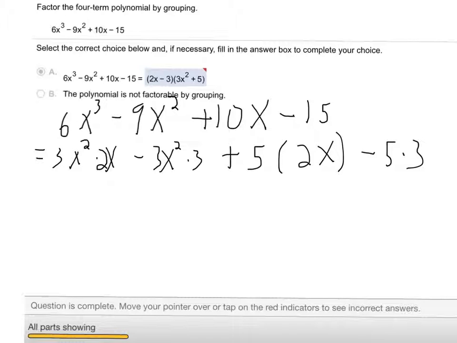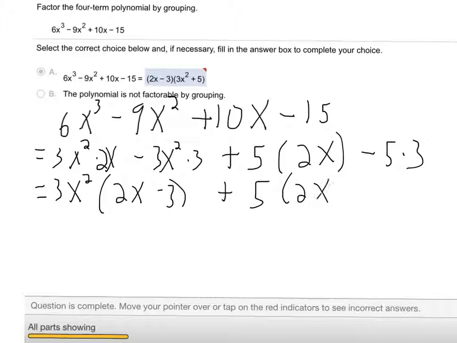Try and take this slowly. Factor the 3x squared times 2x minus 3, then plus 5 times 2x minus 3. So this pair of terms, you have 3x squared in common, so I factor it, leaving the 2x minus 3. Here I factor the common 5, again leaving us 2x minus 3. What's in the parentheses, it's very important that they match.